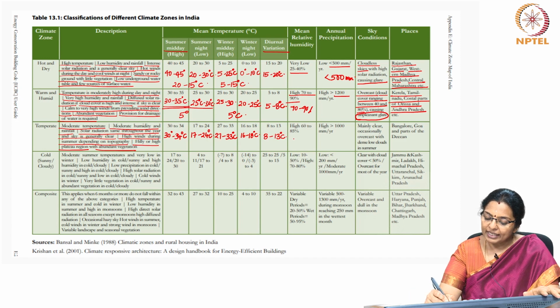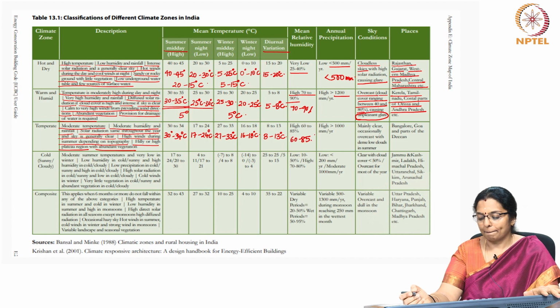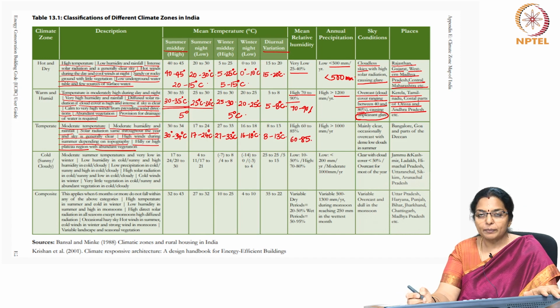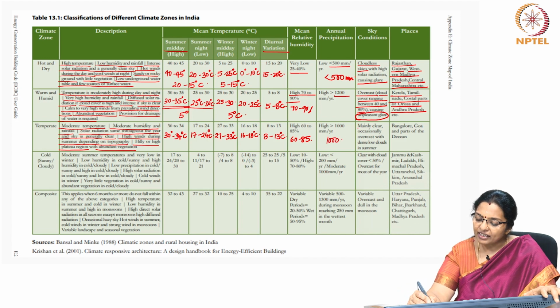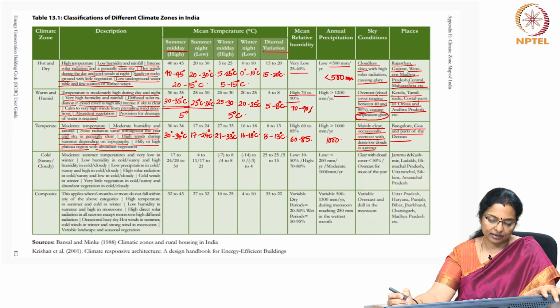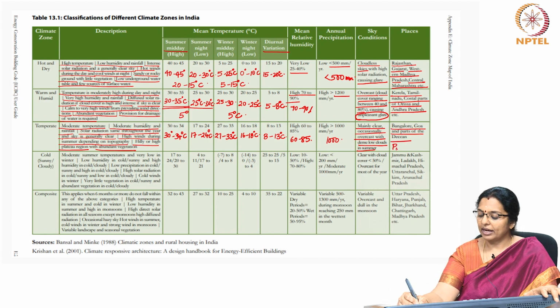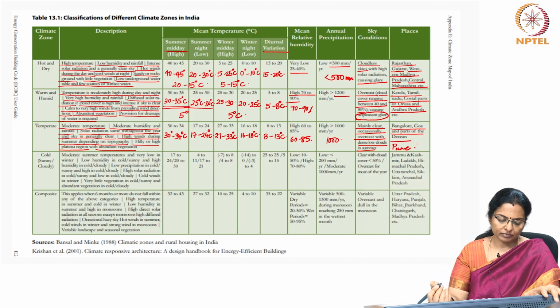Mean relative humidity is between 60 to 85, so it can be considered high. Annual precipitation is high with 1000 mm per year. The sky conditions are mainly clear with occasionally overcast with low dense clouds in summer. Places include Bengaluru, Goa and parts of the Deccan. Pune can also be included.